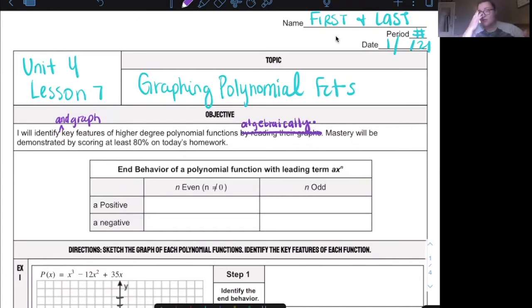So today you're going to learn how to graph degree 3, 4, 5, 6, etc. polynomial functions. Our last few lessons were focused on degree 2 or quadratic functions. And when you graph higher degree functions, the steps are a little different than our degree 2. So that's what we're going to focus on today.